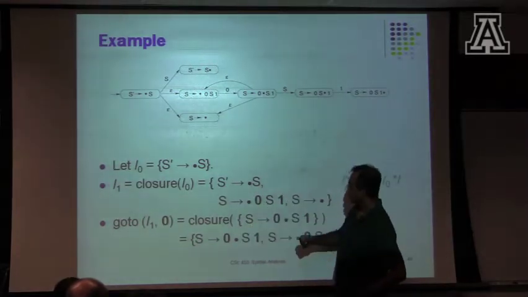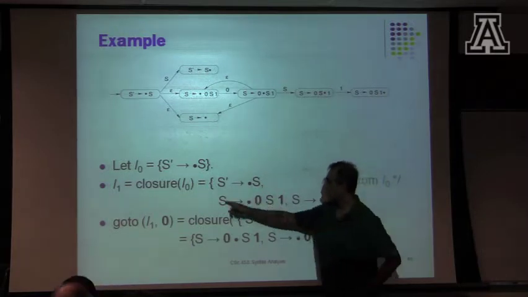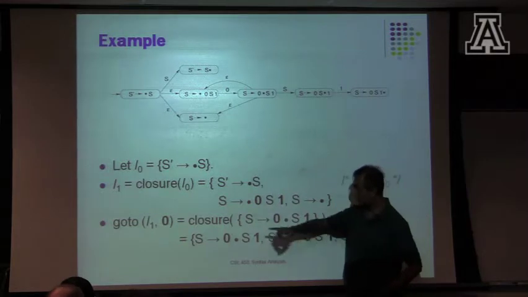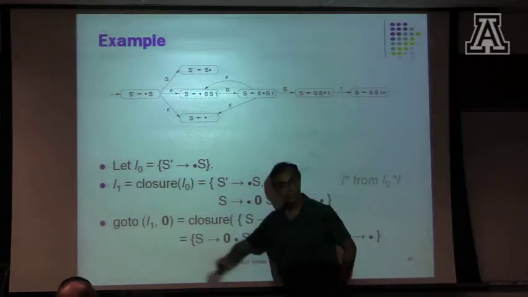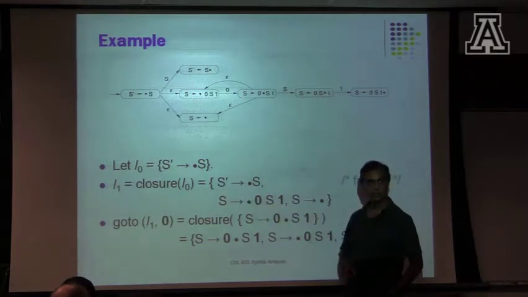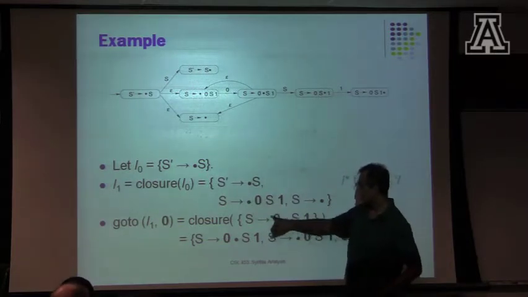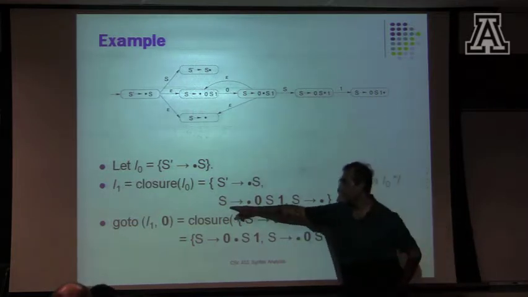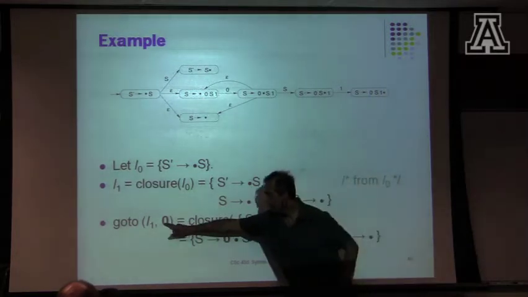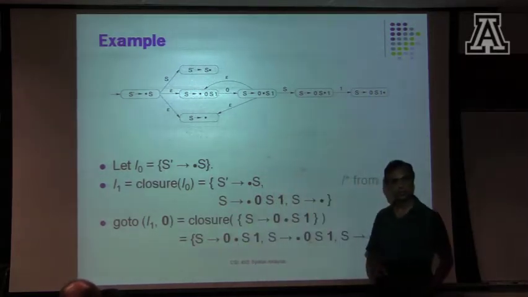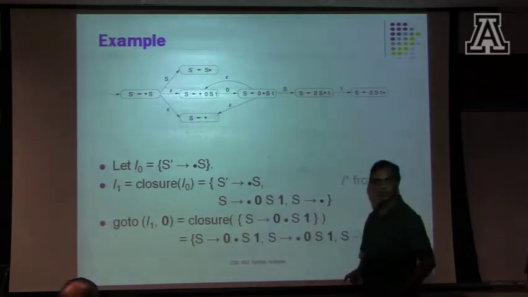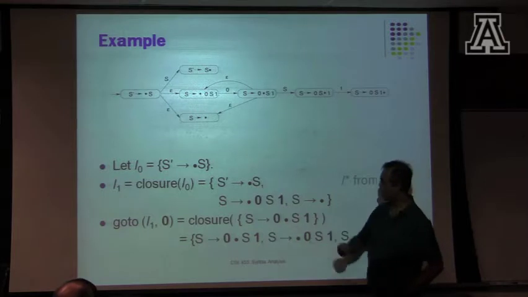What happens? Well, this is the only relevant item here. So I pick that up. I've seen a 0. Go to from I1 on 0 says, you've seen a 0. What state do you go to? Since I've seen a 0, I walk the dot across. So that's what I get when I walk the dot across. This is the only item in this state that has this symbol to the right of the dot. So I take my state and I pick up all of the items that have this guy to the right of the dot. Well, there's only one over here.